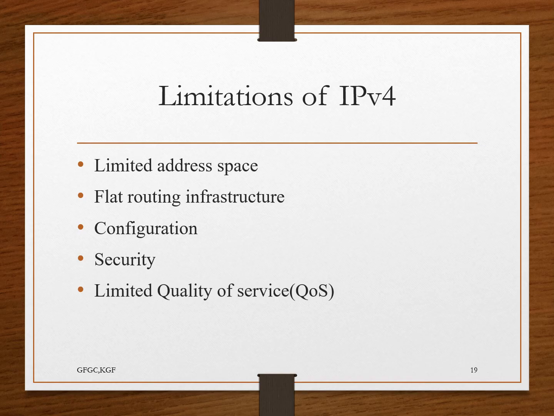Next is the flat routing infrastructure. Here, individual address prefixes were assigned and each address prefix became a new route in the routing table. Today, it is a mixture of flat routing infrastructure and hierarchical routing infrastructure. Next is the configuration. IPv4 must be configured either manually or through dynamic host configuration protocol. Next is the security. Security of IPv4 is specified by the use of Internet Protocol security, but the security has to be built in, which is even more important today.